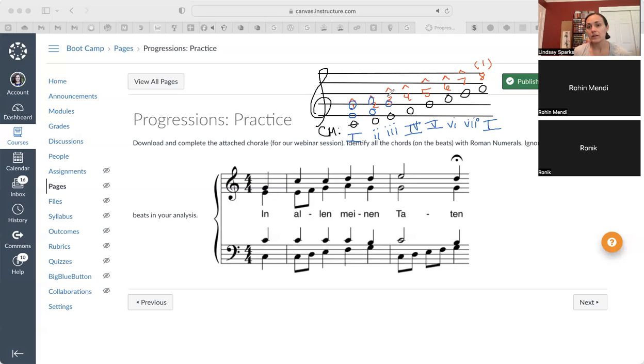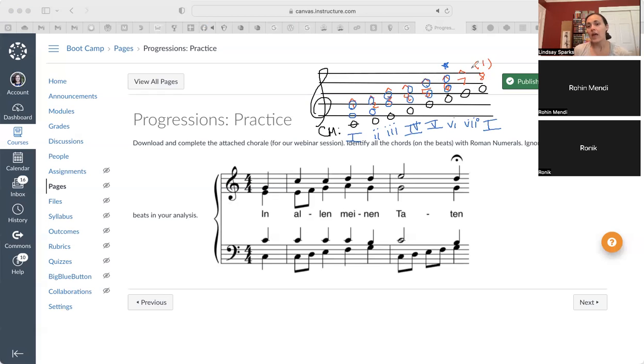Same thing here with the 3. E, G, and B is a minor triad. F, A, and C is major, so it's capital 4. G, B, D is major, capital 5. A, C, and E is minor. This is actually the relative minor, so it's a very common place to modulate. And that is little 6.